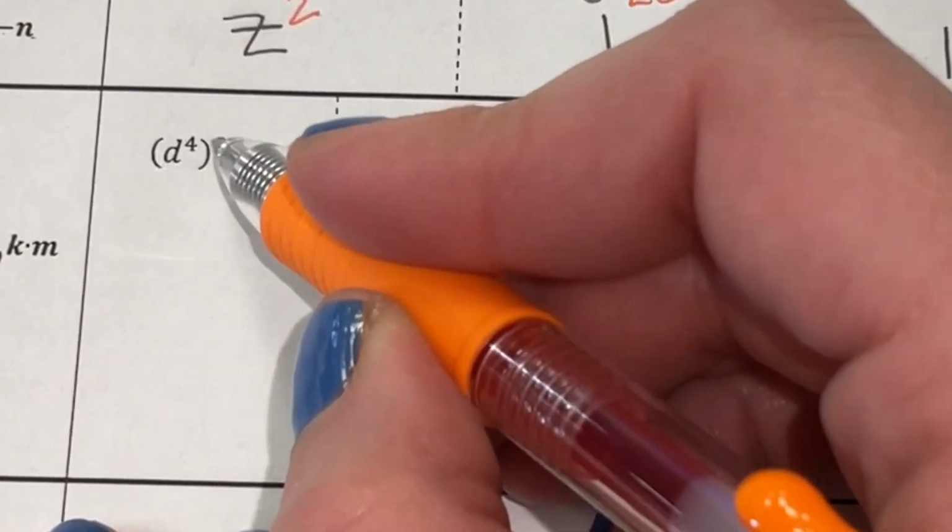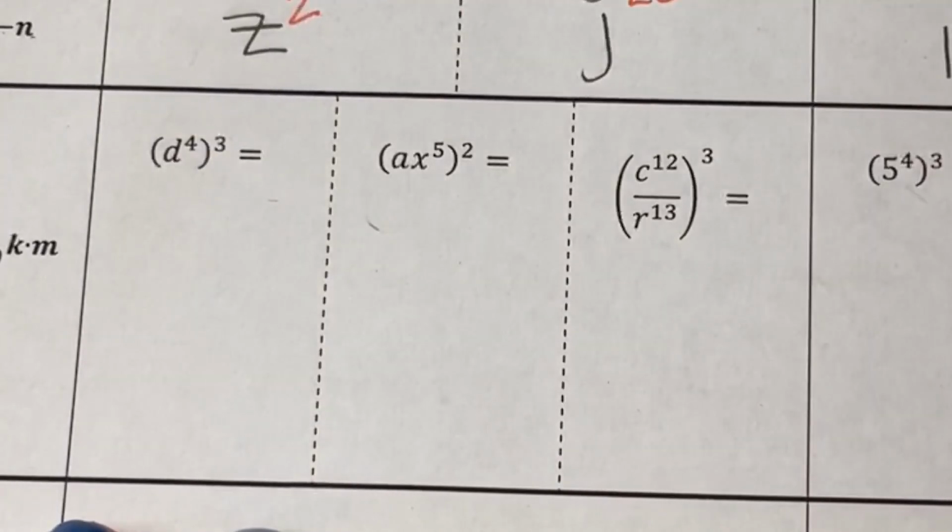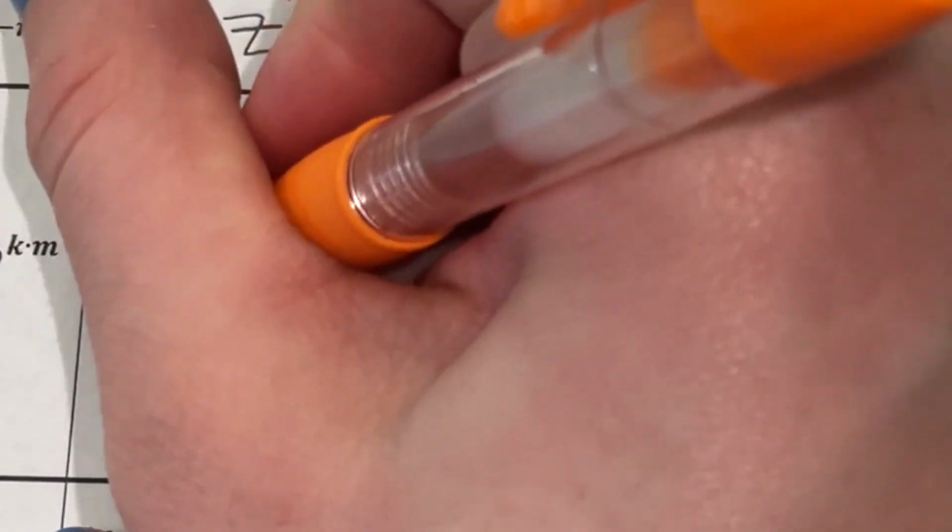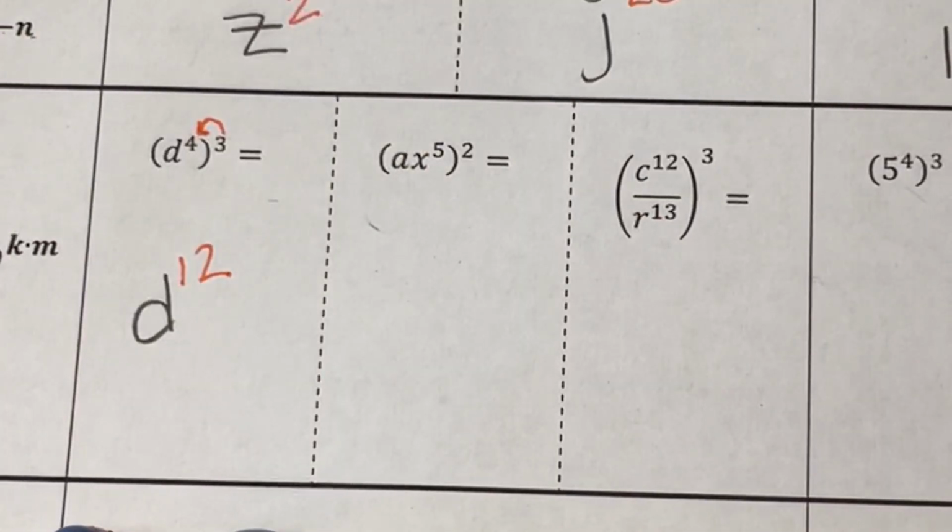We got d to the 4th, all to the 3rd. All right, so that d is gonna stay there, but I'm gonna distribute this 3 to that 4. So 3 times 4 is 12. So we got d to the 12th power.